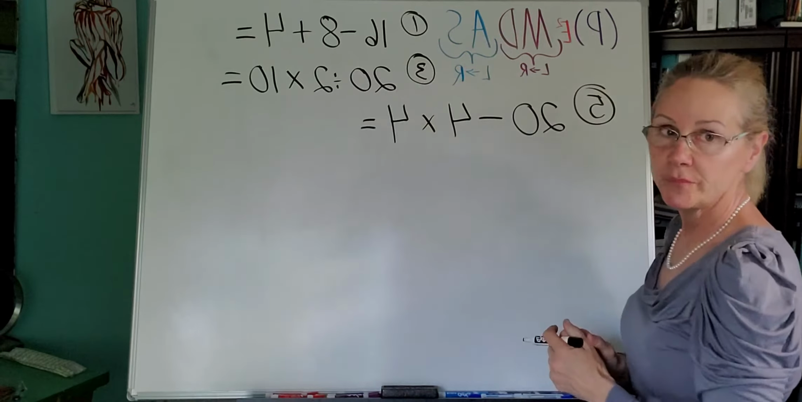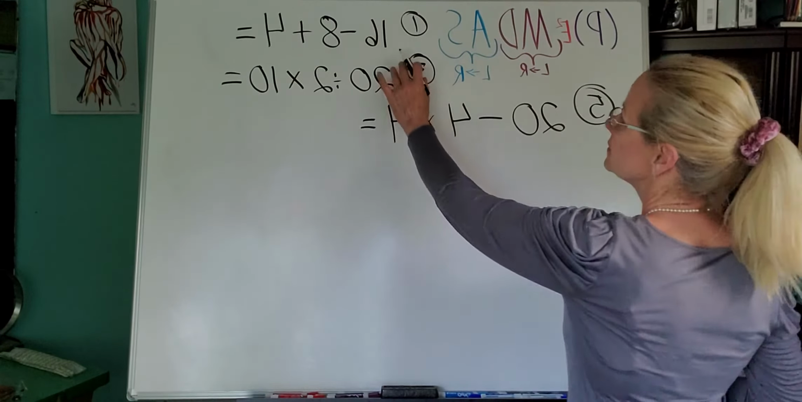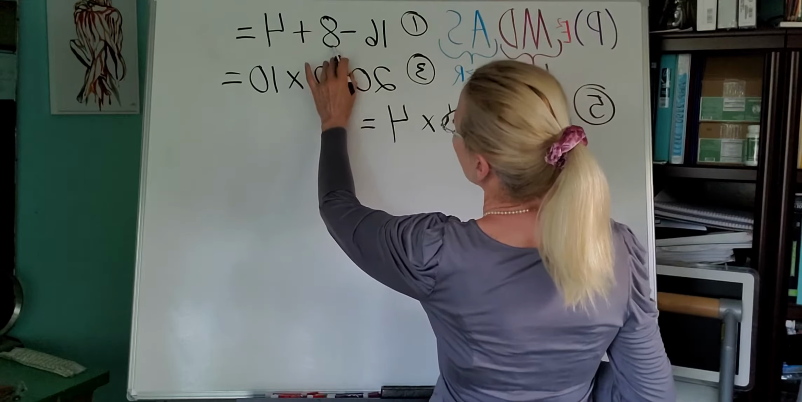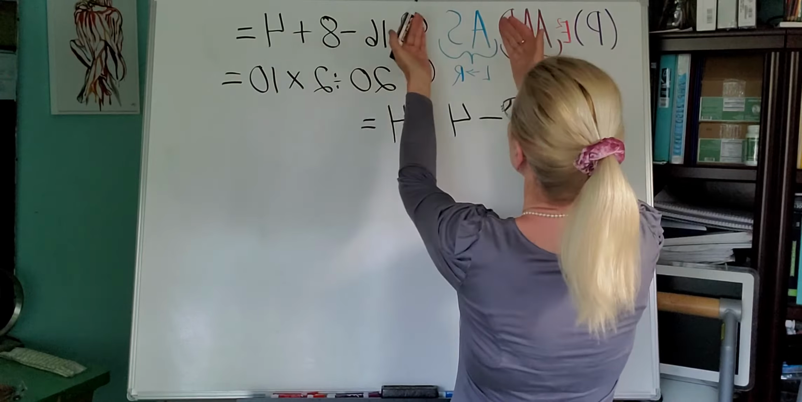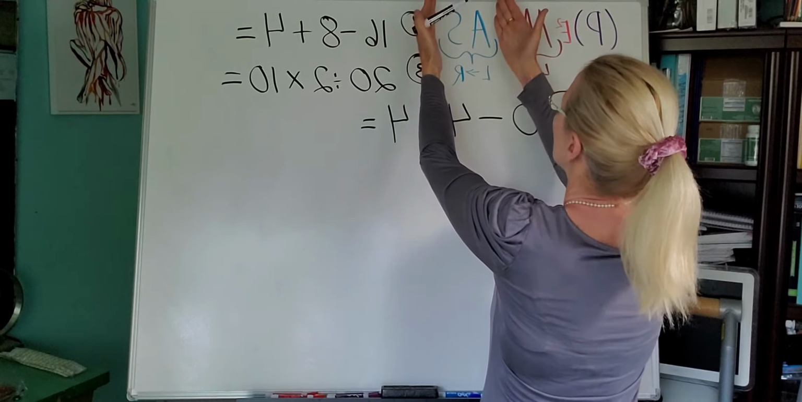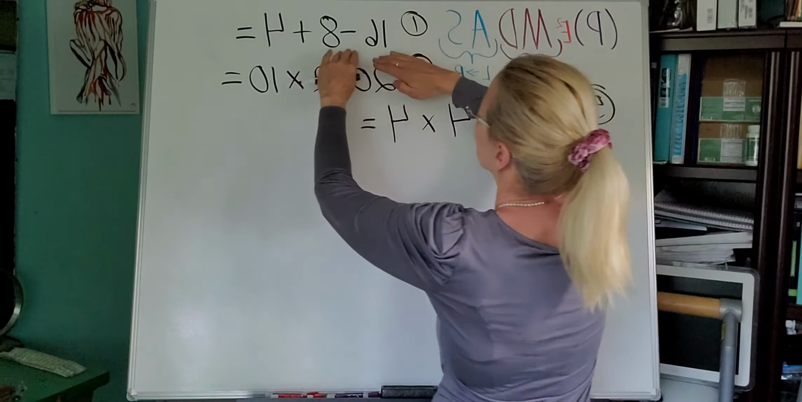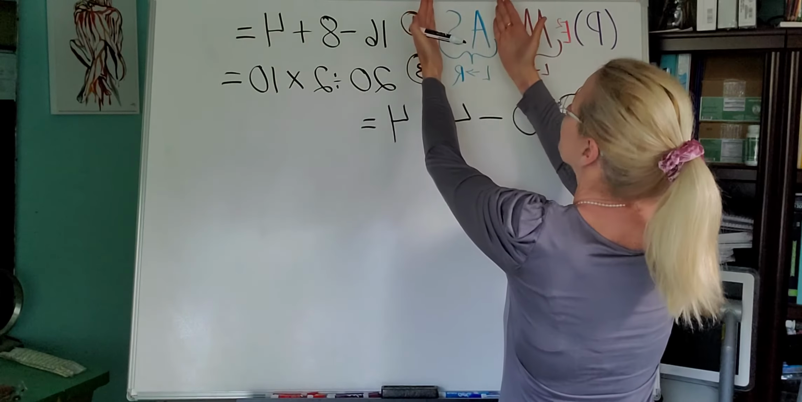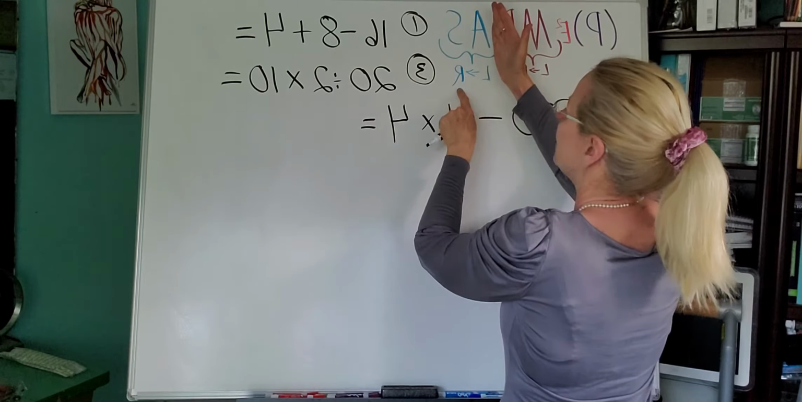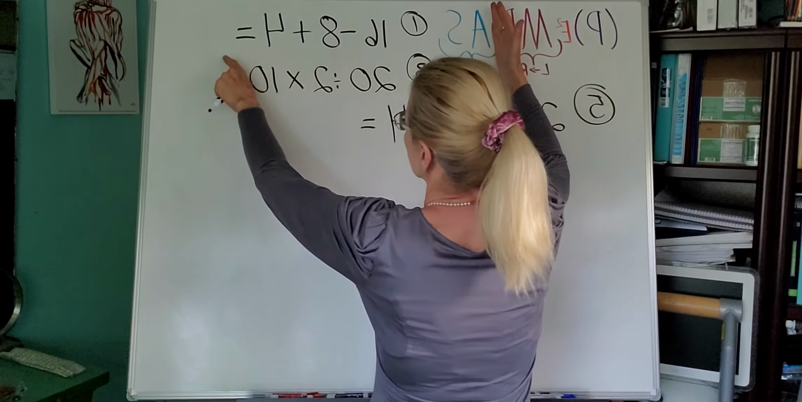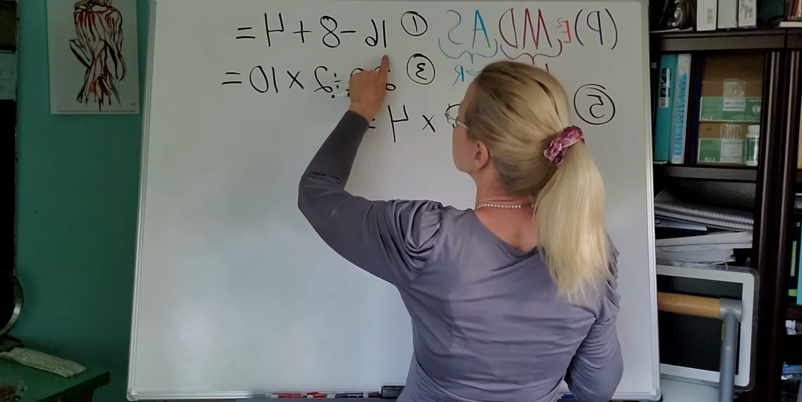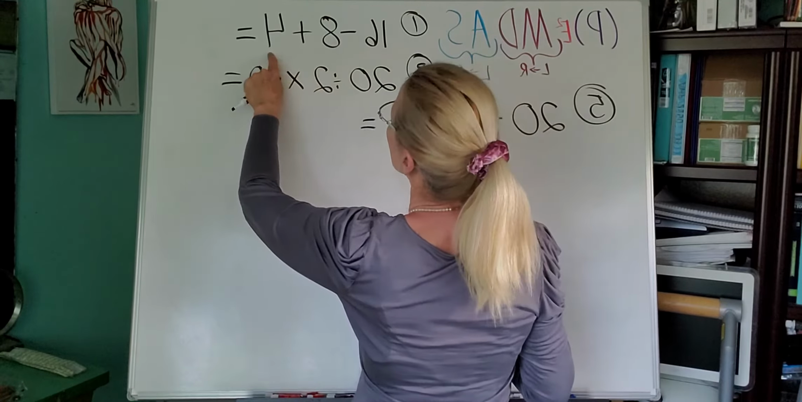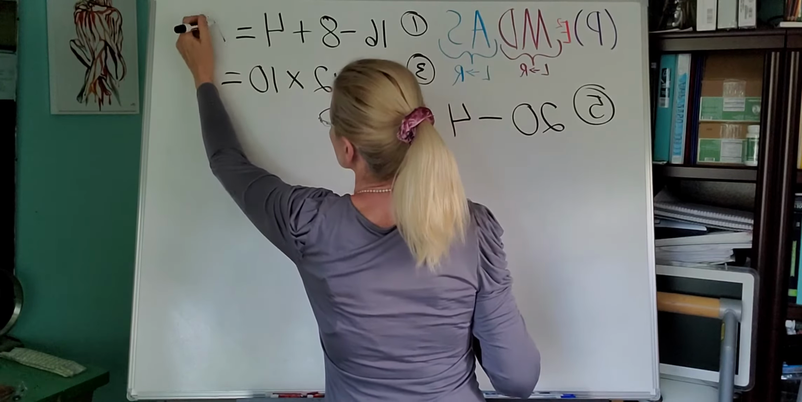Number 1 in 7.1, 16 minus 8 plus 4. Well, 16 minus 8 plus 4, this is all addition and subtraction. It's just addition and subtraction. So we're going to go left to right. 16 minus 8 is 8, plus 4 is 12. So our answer is 12.